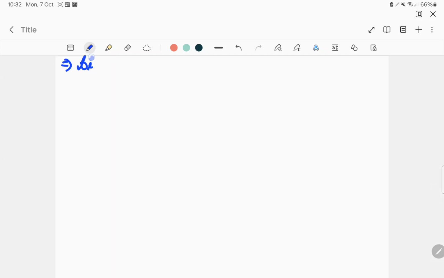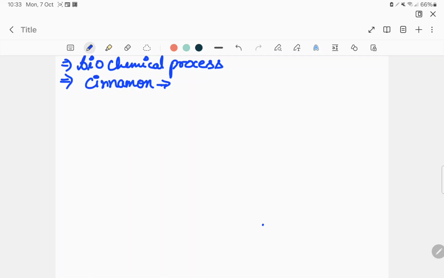These play an important role in biochemical processes. Because of their very good aroma, they are used in synthetic materials in the perfume industries, because they have a very significant kind of aroma. For example, we are talking of cinnamon. This cinnamaldehyde is extracted from cinnamon.